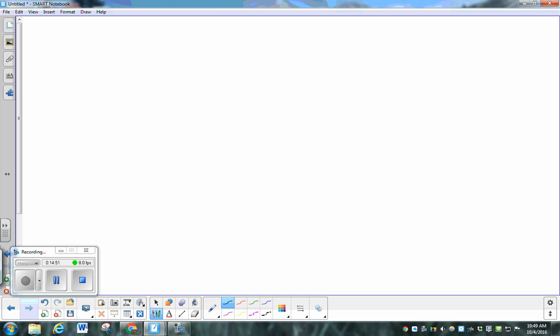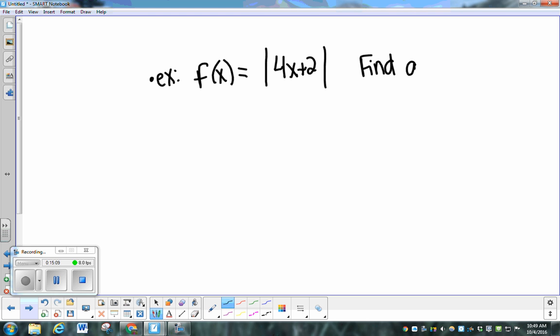All right, one more example we're going to do together. We're going to say that f of x equals the absolute value of 4x plus 2, and my instructions are to find all x for which f of x is greater than or equal to 6.